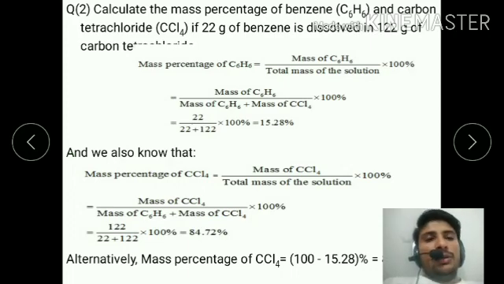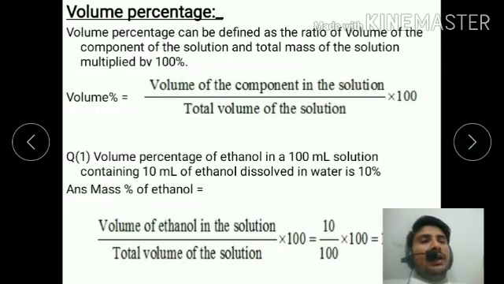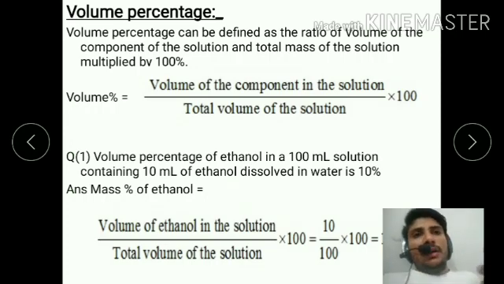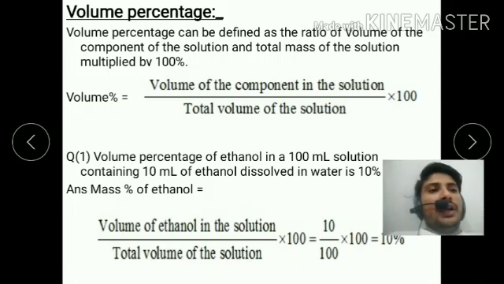Then we move to the next slide, where we will study the volume percentage. It is the same idea as the mass percentage. In the volume percentage, we take the volume of the component upon the total volume of the solution, multiply by 100, and we can determine the volume percentage of the solution. For example, look at the example.